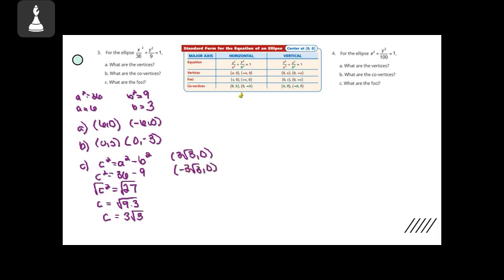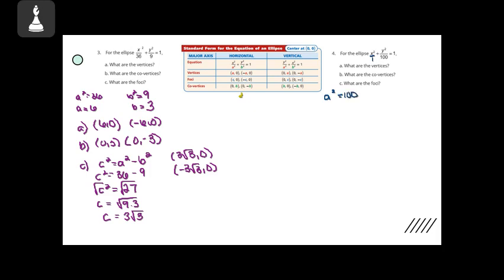Next one over here has x squared plus y squared over 100. Now, if your variable is not over a number, it's technically over 1. So a squared is always the larger number. That is 100, which means that is under the y squared. It means we're now going to be stretched vertical.